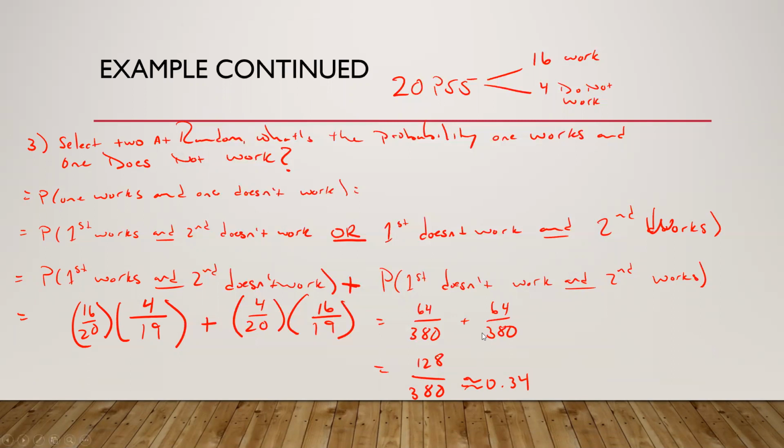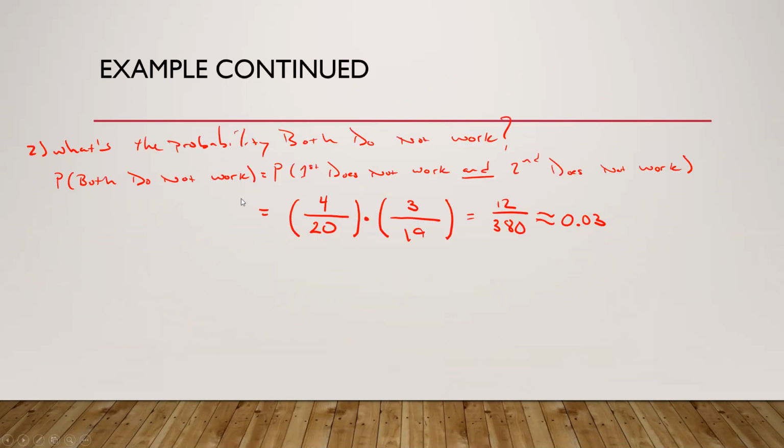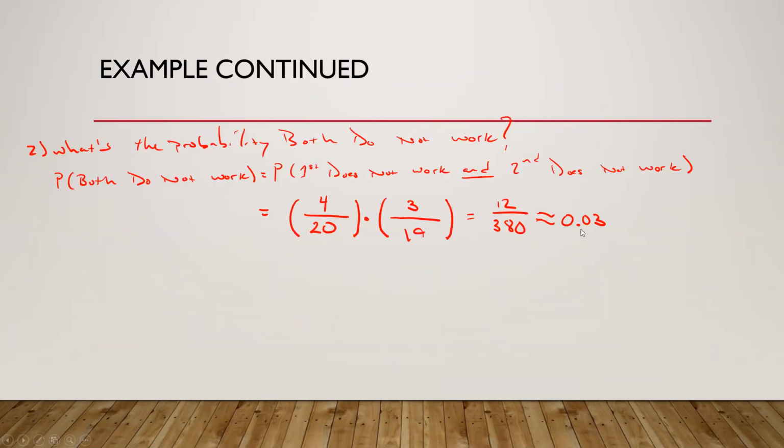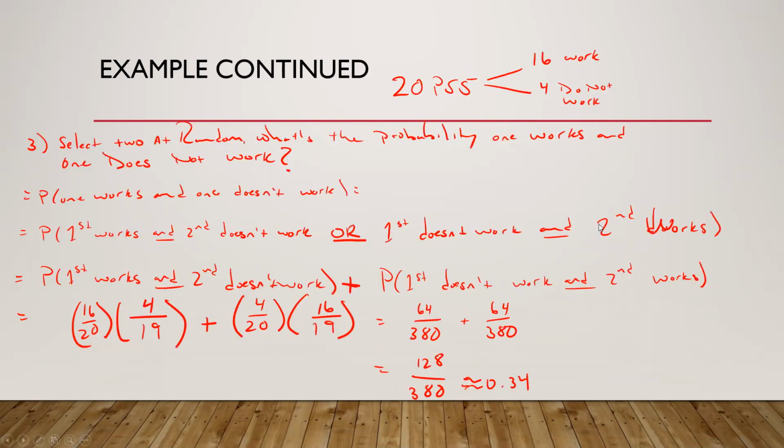Someone mentioned the complement rule. You could do the complement of one works and one doesn't. Well, the complement is either the opposite of they both don't work or they both do work. And if you were to add 0.63 plus 0.03, you get 0.66, and then 1 minus 0.66 is this. So that's another way you could have done it.